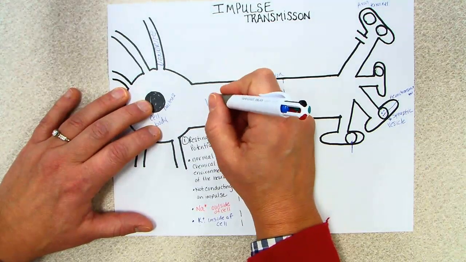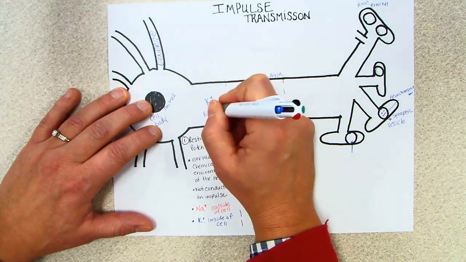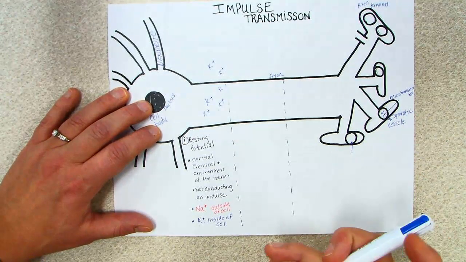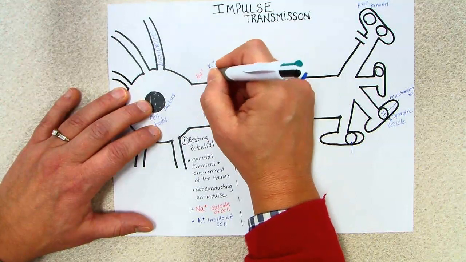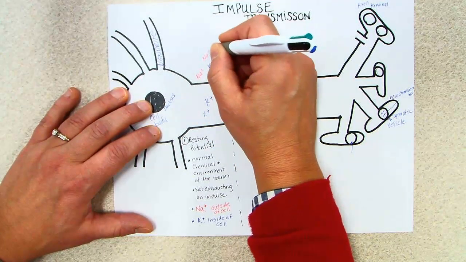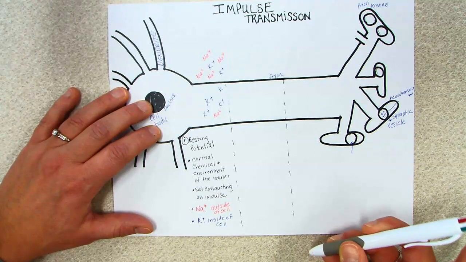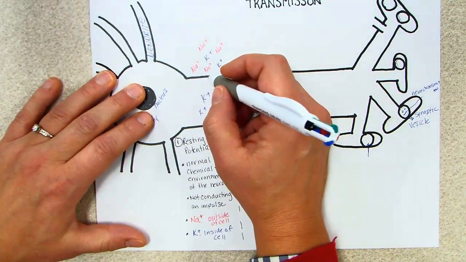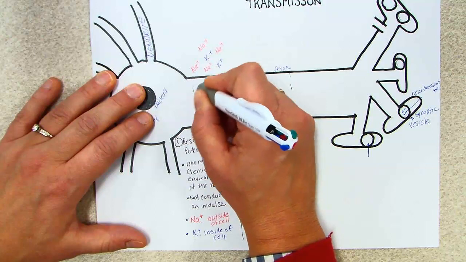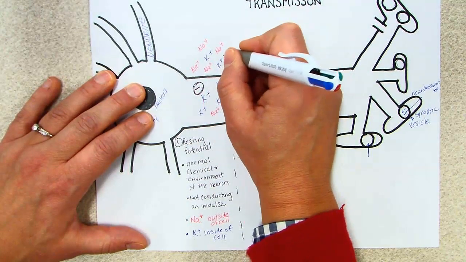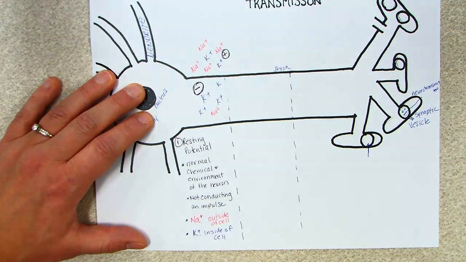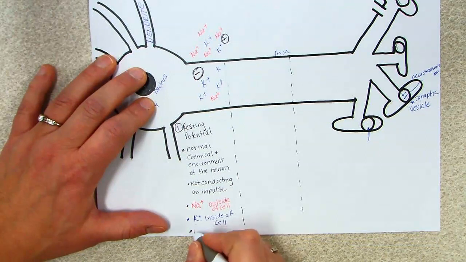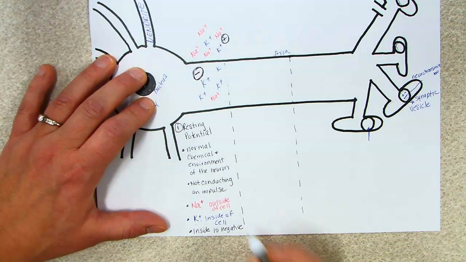So if I were to draw these up here, here we go. We've got a bunch of potassiums inside. There are some floating around on the outside too, but there's more of them on the inside. And if I draw the sodiums, we have more sodiums on the outside than we do on the inside. This causes a difference in charge from the outside to the inside. So the inside of the cell at resting potential is more negative than the outside of the cell, which is more positive. Inside is negative, outside is positive.